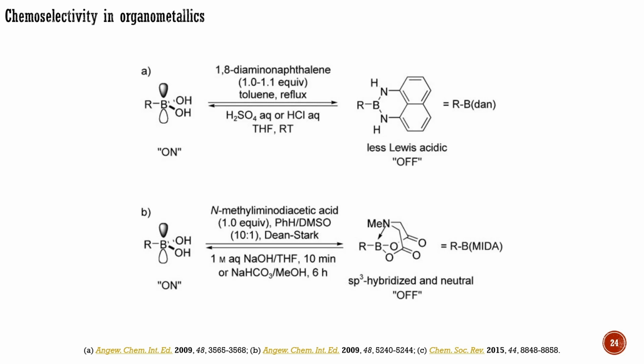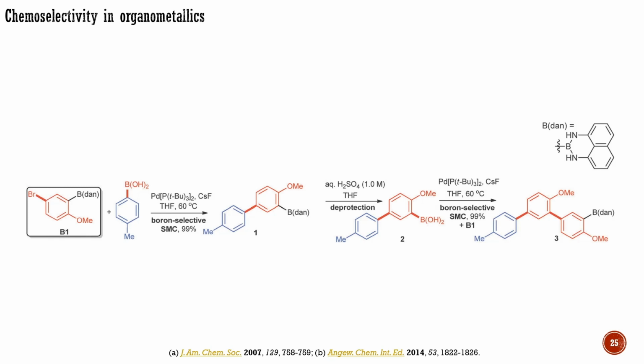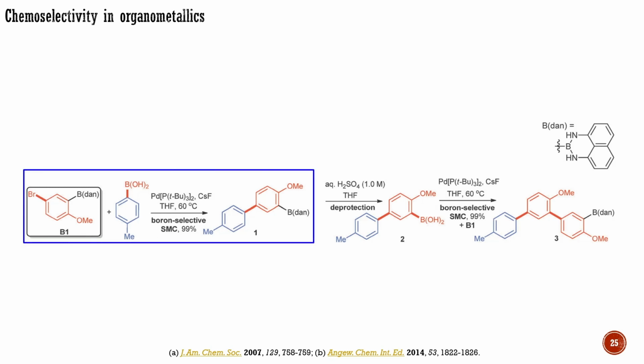DAN and MIDA masking groups are stable under basic conditions, which are typical for most of the cross-couplings. On top of that, these masking groups can be removed at any point by acidic hydrolysis, generating free boronic acids that can be applied for later functionalization. Here is an example of chemoselective Suzuki couplings involving multiple organoboron reagents. Treatment of an aryl boronic acid with an aryl bromide possessing boron masked with a diaminonaphthalene group will lead to a single product where the boron masked with diaminonaphthalene will stay intact.